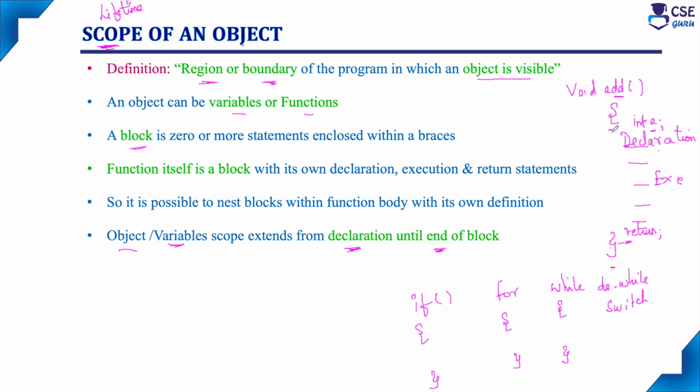After the left curly brace, the first statements are the declaration statements. If you have declared a variable here, the lifetime of the variable will be only within the block. Outside the block, the variable will be invisible. So the lifetime of the variable will extend from its declaration till the end of the block. Once it reaches the end of the block, the particular variable declared inside the block will be invisible. That is nothing but the scope of an object.